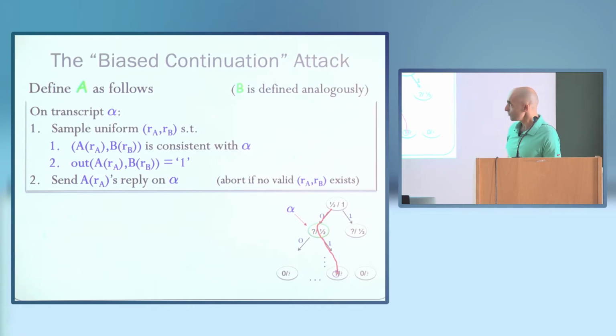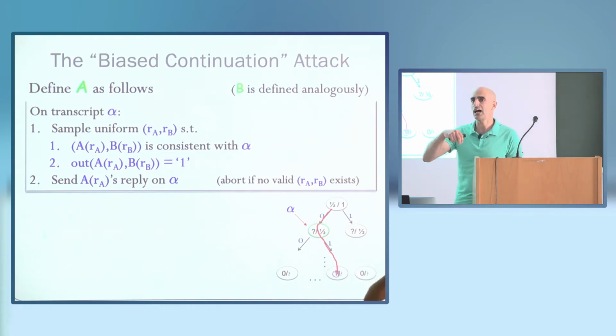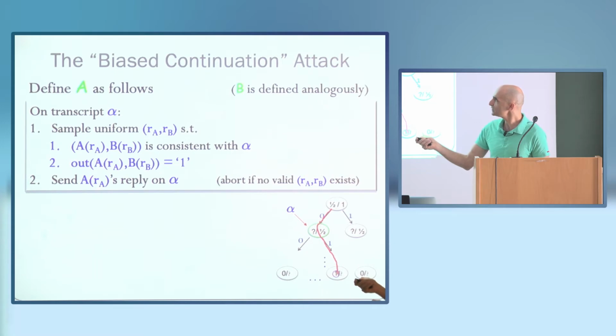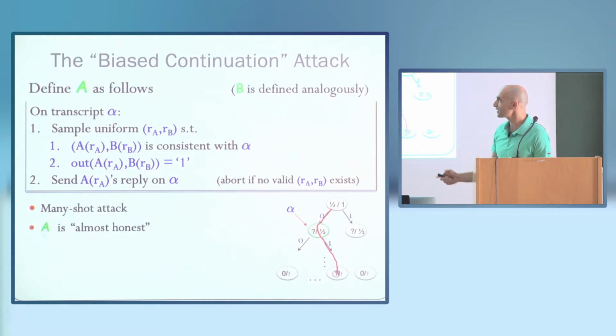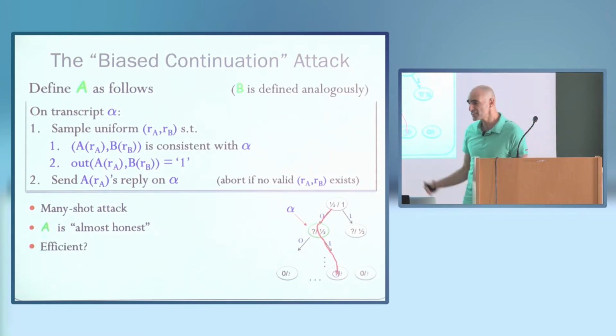And this is what she does at any point in the protocol. The next message she sends is according to these random coins and what the honest A would do with these random coins, given that alpha was the transcript so far. Okay, and so this is a many-shot attack. And the nice thing that I will be able to show you is that A does not deviate by too much from the actual distribution. But is it efficient?